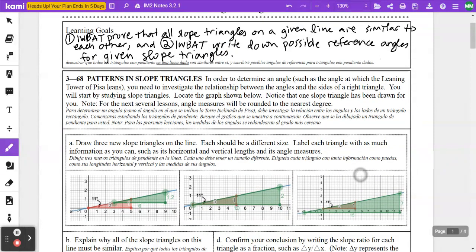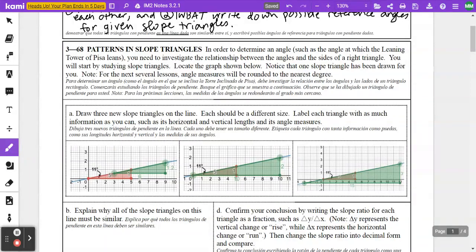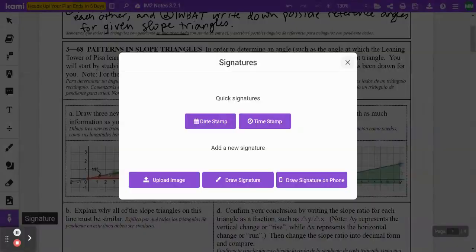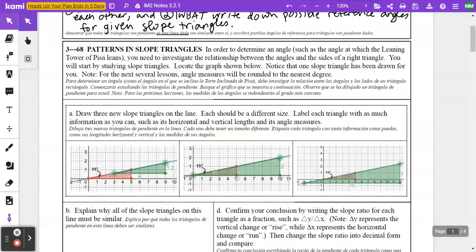This is going to be your first lesson in this textbook's sequence of trigonometry. First problem is 3-68, patterns in slope triangles. Now, in order to determine an angle, such as the angle of the Leaning Tower of Pisa, you need to investigate the relationship between the angles and the sides of the triangle. You will start by studying slope triangles.